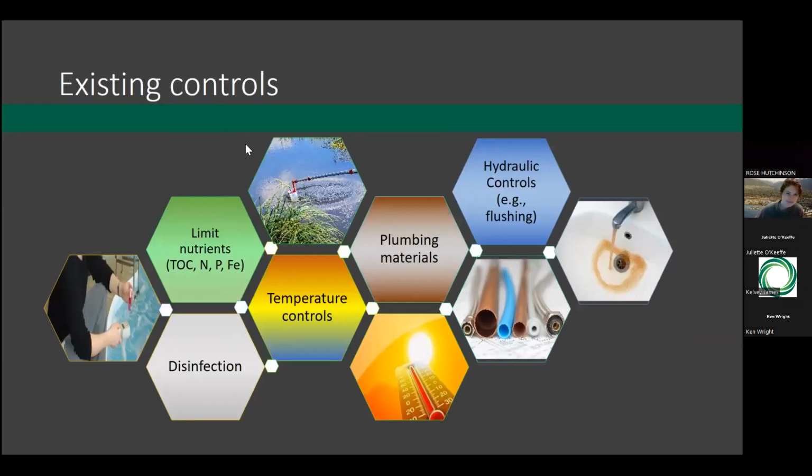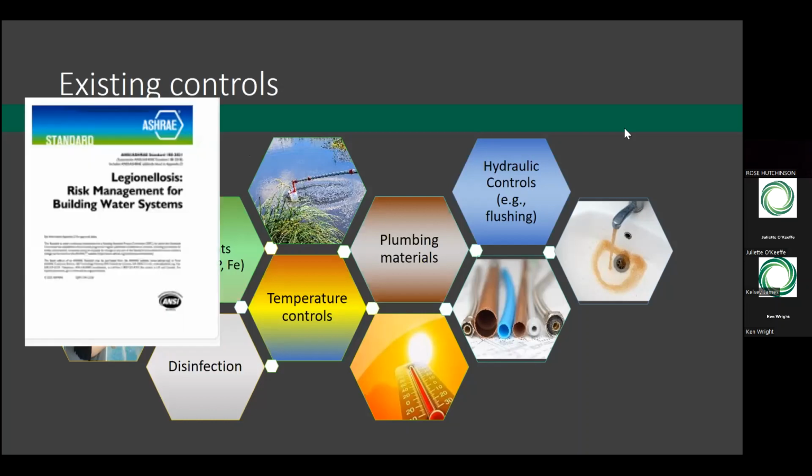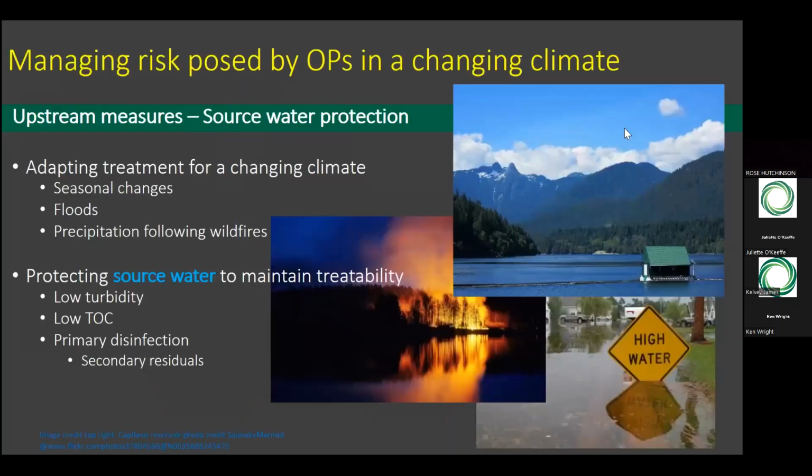Okay, yeah, so great. Our existing controls, do we need to change what we're doing with our existing controls for opportunistic pathogens? And we can think about how we may have to change hydraulic controls, how plumbing materials might affect things differently. Do our temperature controls, are they still feasible? How do we limit nutrients, and do we have to adjust disinfection practices? And we know that there are existing systems already for building water systems, but across the whole spectrum from environment to point of use, how do we really manage our changing risk level here?